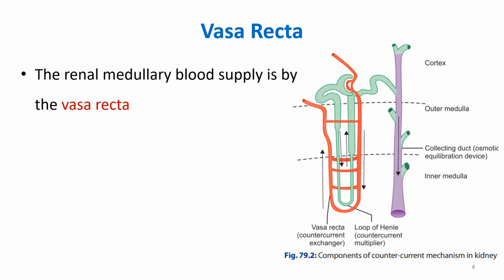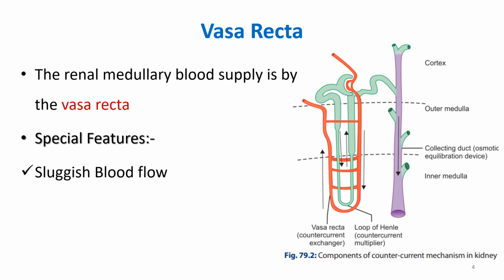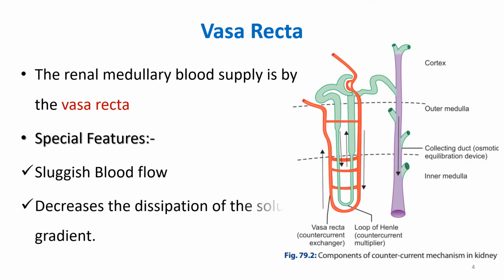So the renal medullary blood supply is by the vasa recta, and the special features of vasa recta are, first of all, it's got very sluggish blood flow and it is U-shaped, so it decreases the dissipation of the solute gradient. So this is the vasa recta and this is the loop of Henle. We can see that there are two parallel tubes in which the fluid is moving in two opposite directions. And because of the typical U shape, it decreases the dissipation of the solute gradient.